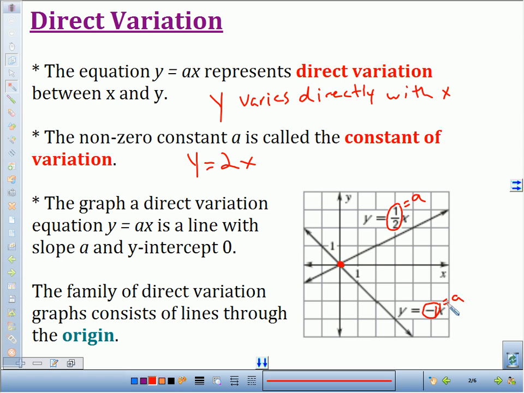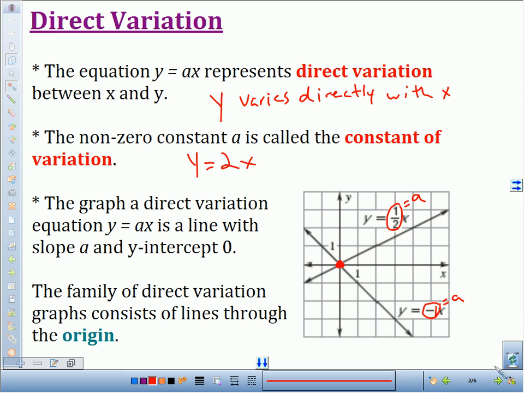What you should see is that the family of direct variation graphs, that is, every direct variation graph ever, consists of lines that go through the origin. Both of these lines go through the origin, that magical point 0, 0. And in fact, every direct variation equation goes through the origin.